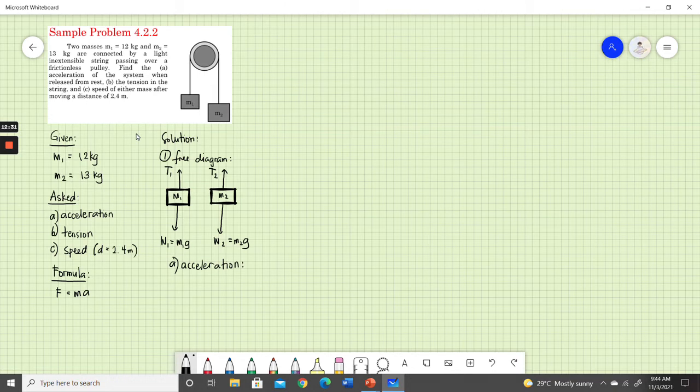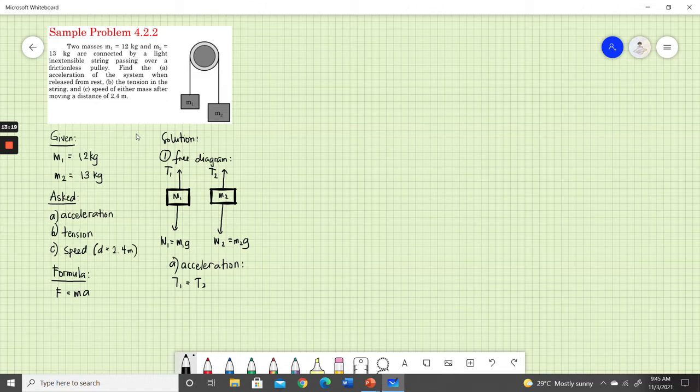Before we can solve for A, there are some assumptions that we have to understand. For this type of question, wherein you have a frictionless pulley and an inextensible string, the tension experienced by mass 1 and the tension experienced by mass 2 should be equal. The tension is constant throughout the string to which our two masses are attached. So tension 1 should be equal to tension 2. These are important assumptions to solve for acceleration.